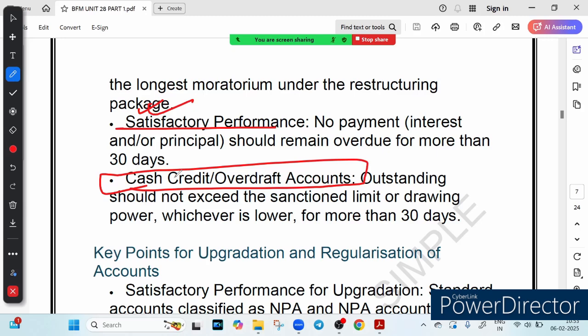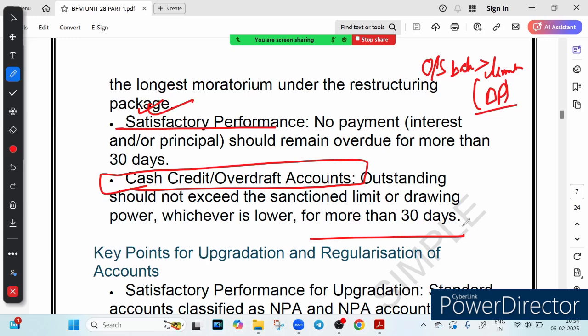Let's see. Overdraft and cash credit accounts work differently. For these, upgradation happens only if the borrower ensures that the outstanding balance never exceeds the sanction limit. So this outstanding balance should never exceed the limit, or we can say drawing power. DP, limits, everything means the same. Sanction limit or drawing power, whichever is lower. The outstanding balance should not exceed the limit or drawing power, whichever is lower, for more than 30 days.